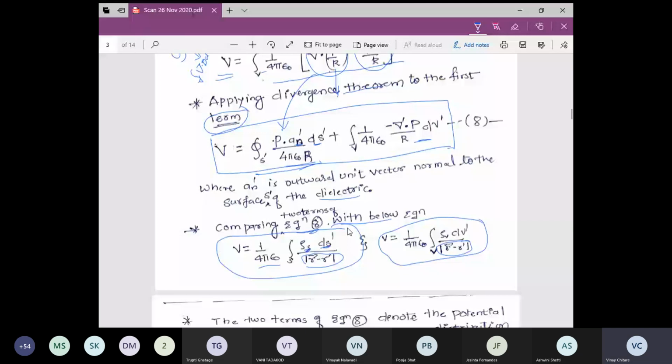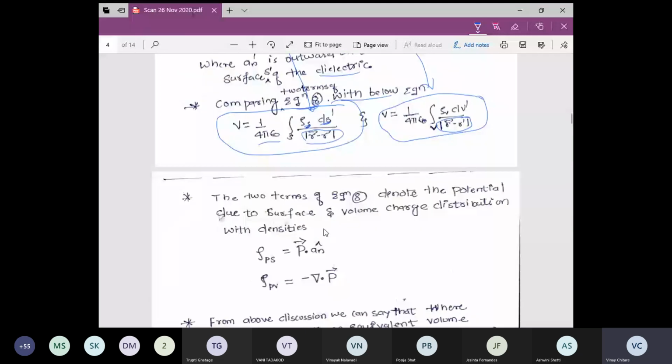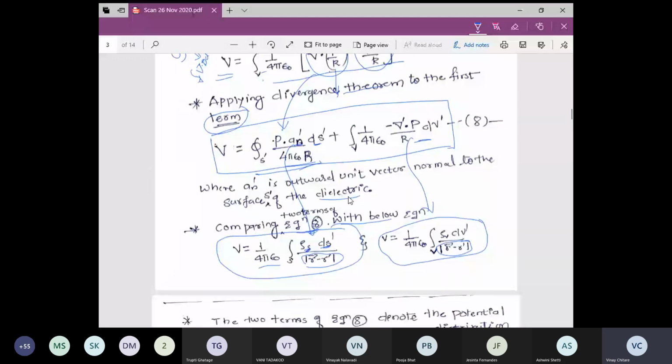These are written in terms of the position vector. If we compare this with this, what we come to know is that the two terms of the equation denote the potential due to the surface and volume charge distribution with the densities rho_ps equal to p dot a_n hat. You can see that they really resemble. I can write rho_ps equal to p dot a_n hat, and here rho_pv equal to minus del dot p.